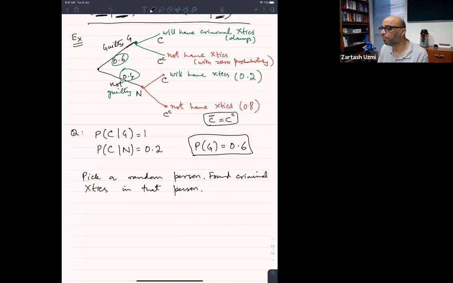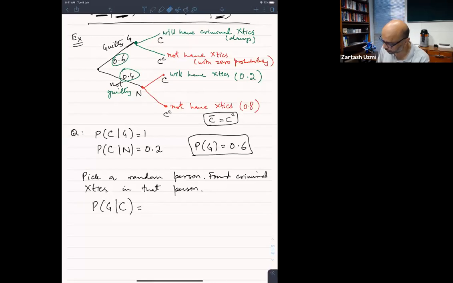Will this guy always be guilty? No, because it is also possible that the guy is not guilty, and still there is some small probability that this guy will have characteristics. Okay, you found the criminal characteristics in the person. What is the probability that the person is guilty given that you found the criminal characteristics? Now, this is difficult to find.